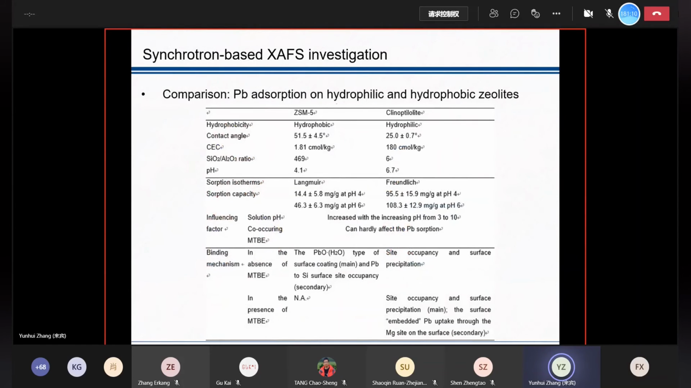And finally, we made a table to comprehensively compare the lead adsorption on these 2 zeolites in terms of the physiochemical properties, adsorption features, and the mechanisms in the absence and presence of MTBE.